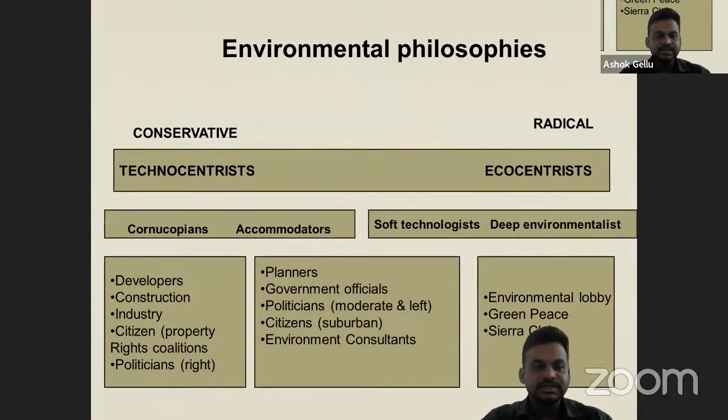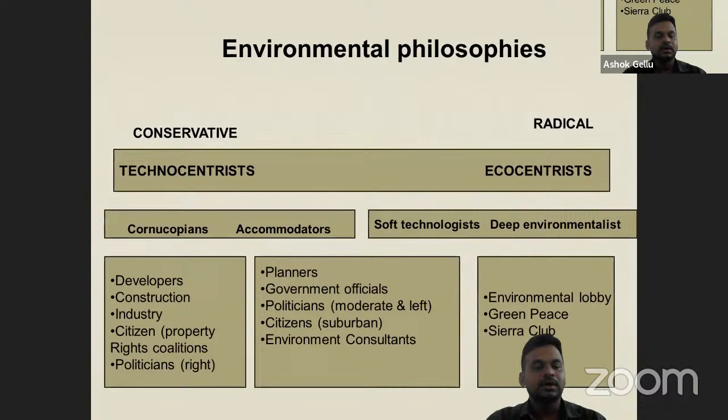Environmental philosophies are of two types, conservative and radical. The conservative: technocentrists and ecocentrists. In that, cornucopians, accommodators, and soft technologies, and deep environmentalists. These are the two types.